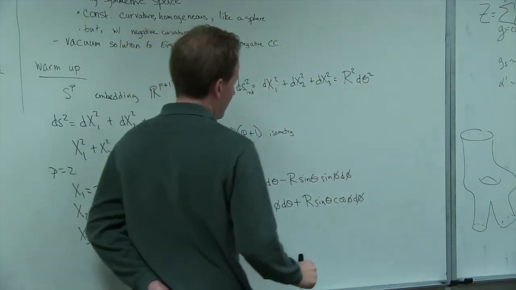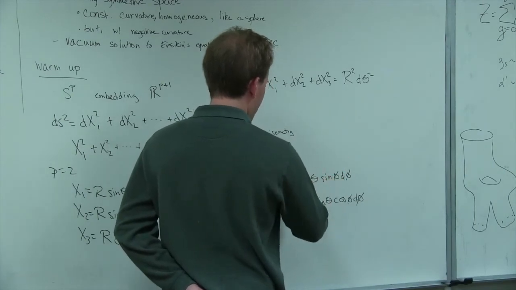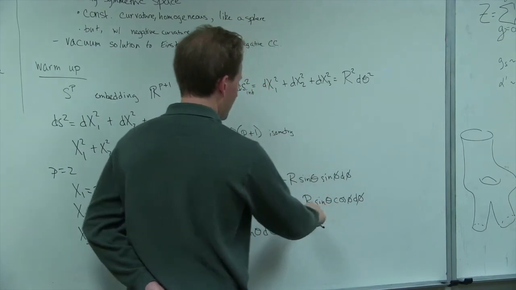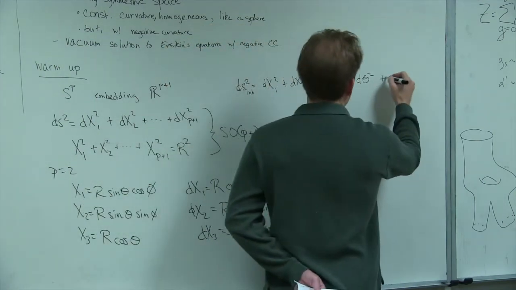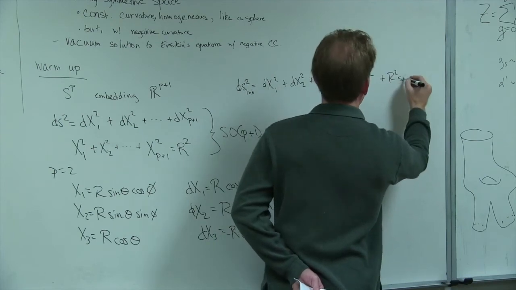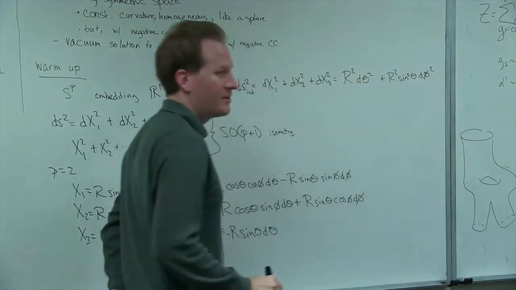And then I have the d phi squared terms. I just have these two: r squared sine squared sine squared, and then r squared sine squared cos squared. So then I just get r squared sine squared. And hopefully this all looks familiar. And that's the usual metric on the sphere.